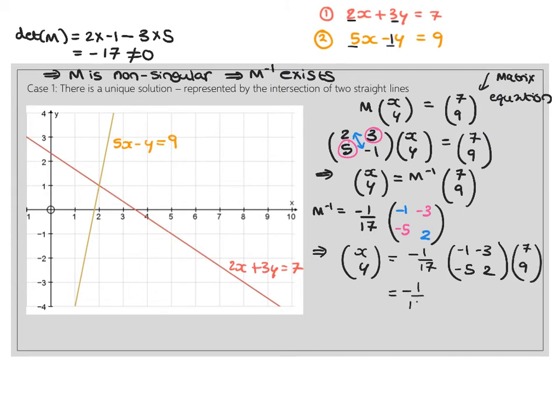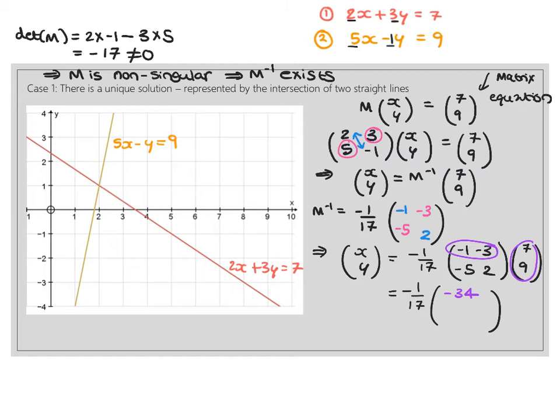So let's see what we get when we do this. What am I going to start with? I'm going to start with these two here, multiplied by these two. So that's negative 7 minus 27, which comes to negative 34. And that's quite pleasing because I know negative 34 will divide by negative 17 easily.